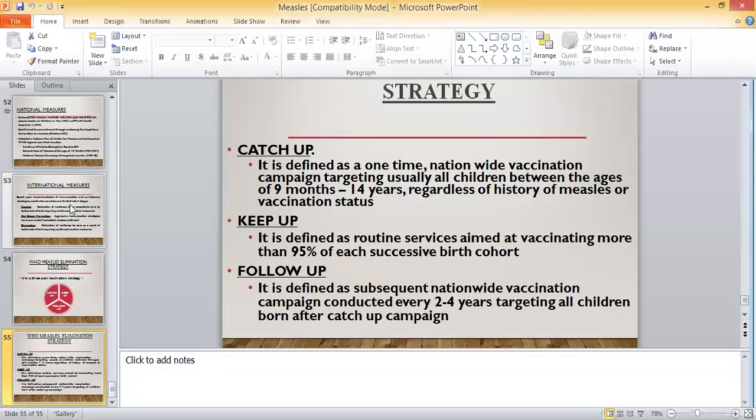So if large measures are taken and a systematic approach is taken, measles can be controlled, eliminated, and eradicated from the whole globe.